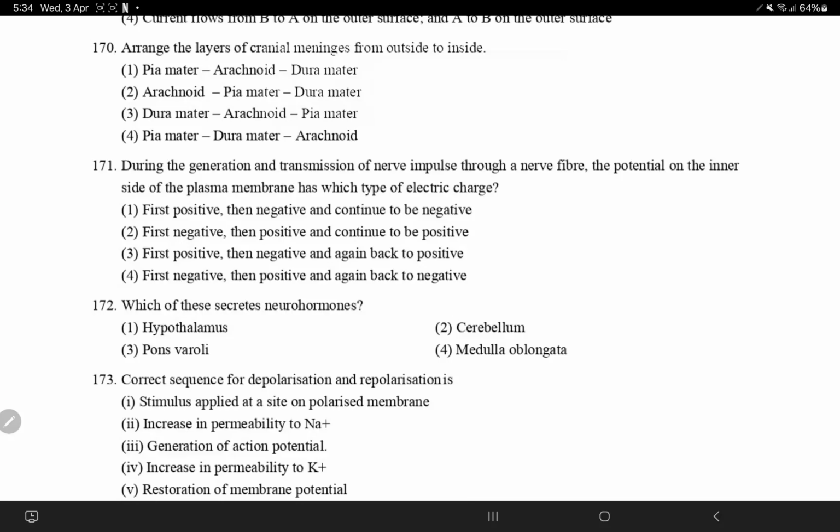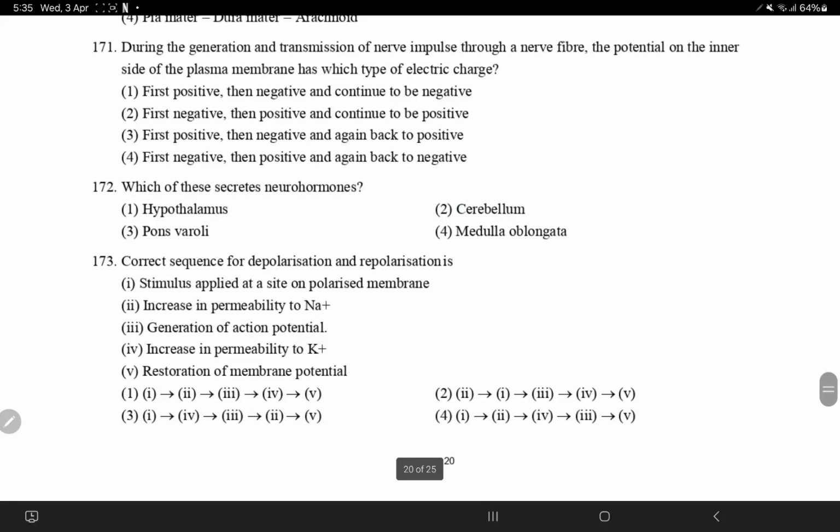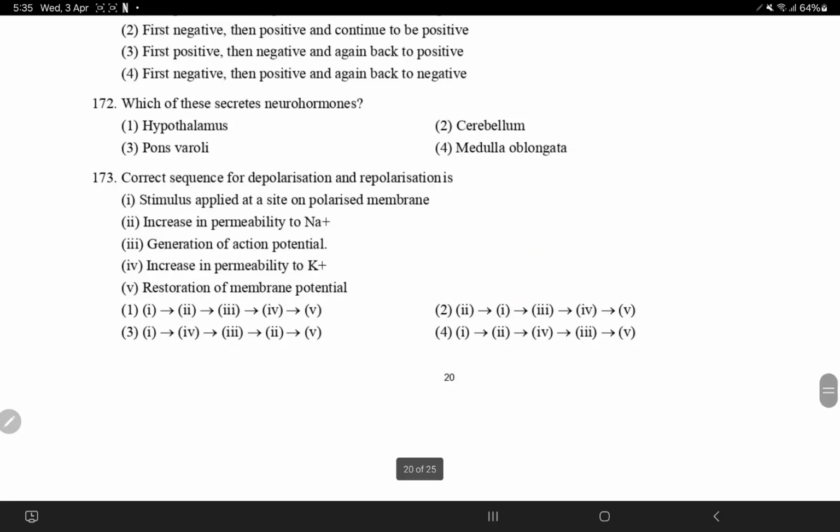During the generation and transmission of nerve impulse through nerve fiber, the potential on the inner side will be first negative, then positive, and then back to negative. Option 4. Which of these secretes the neurohormones? Hypothalamus. Option 1.